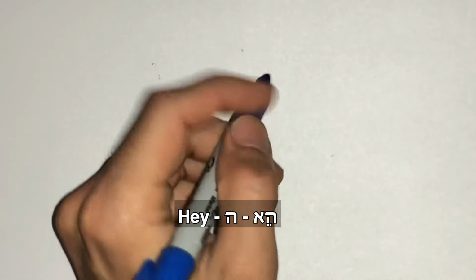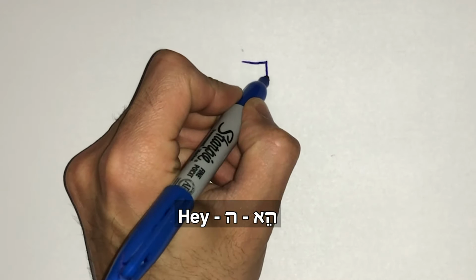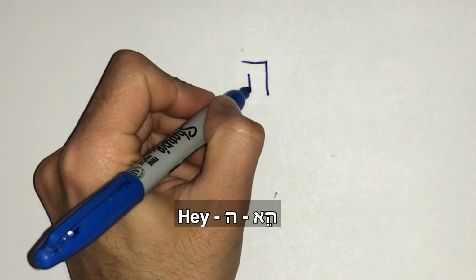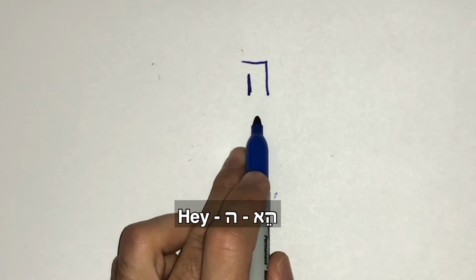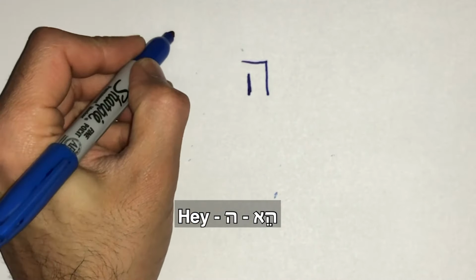Hey. This is how you write it down. Hey. The English equivalent is H.